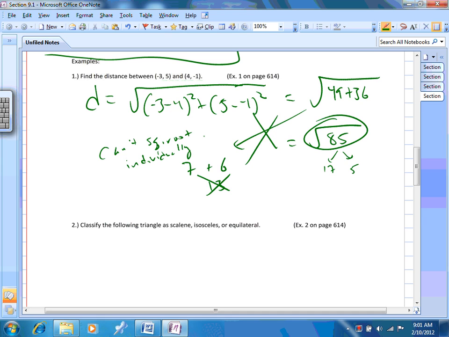And again, if you just plotted the points and drew a triangle, like if you just did a really quick sketch, -3, 5 is over here, 4, -1 is over here. That should be pretty easy. This is going to be 6, and that's going to be 7. Same thing, you use the Pythagorean theorem for that.